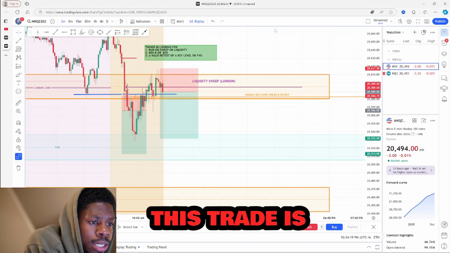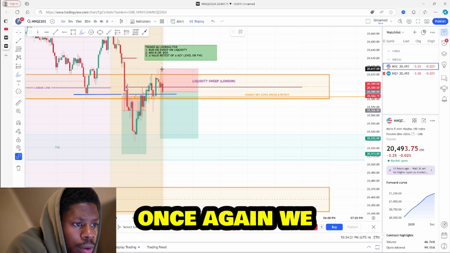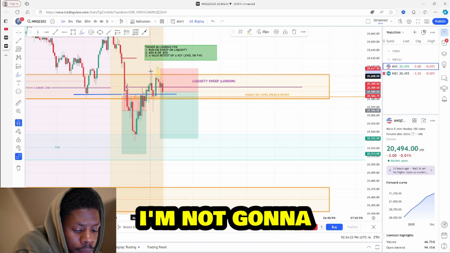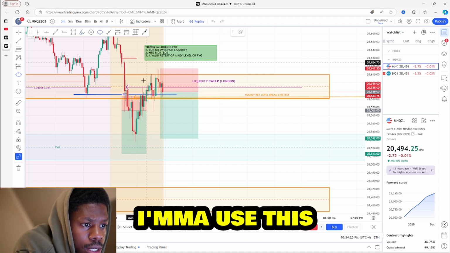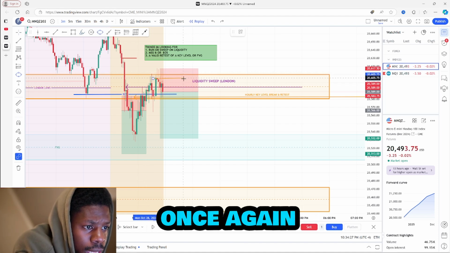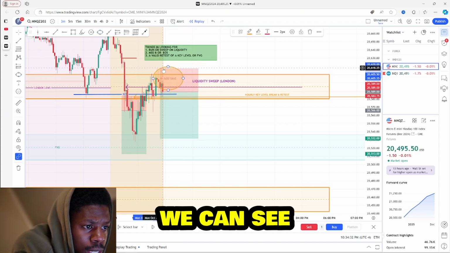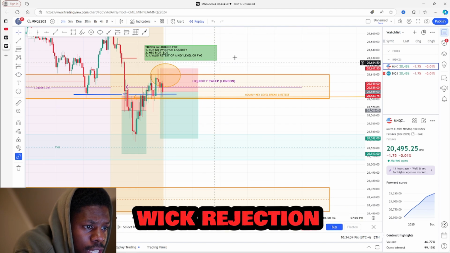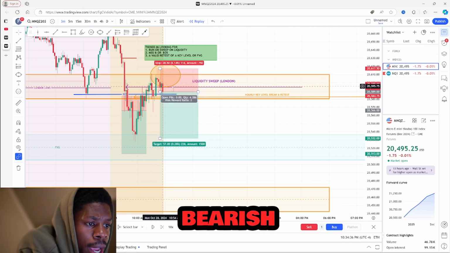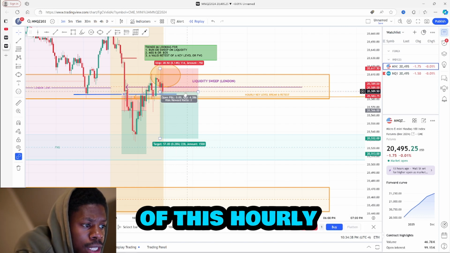And the reason why I took this trade is because once again, we got rejection wicks. Well, I'm not going to use that one. Instead, I'm going to use this. Once again, we got a bunch of rejection wicks. In this circle, we can see it's rejection wick, rejection wick, rejection wick. And we're getting bearish momentum coming out of this hourly key level.